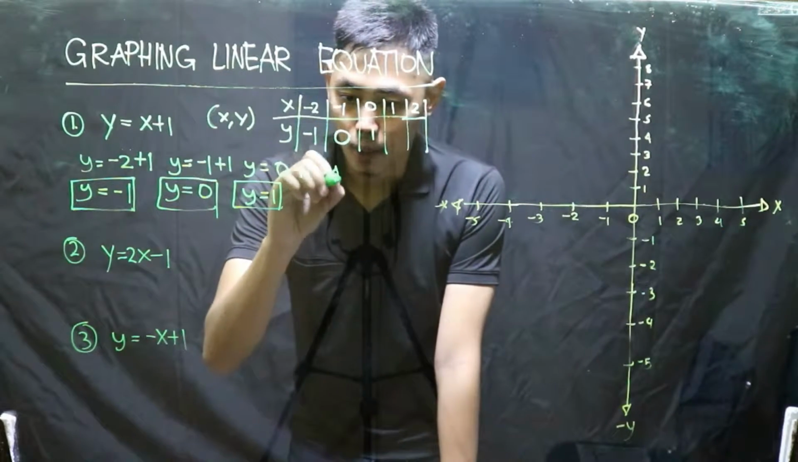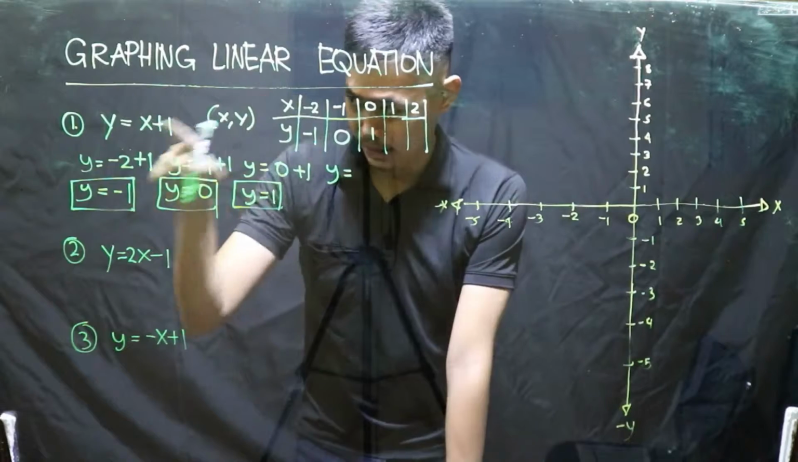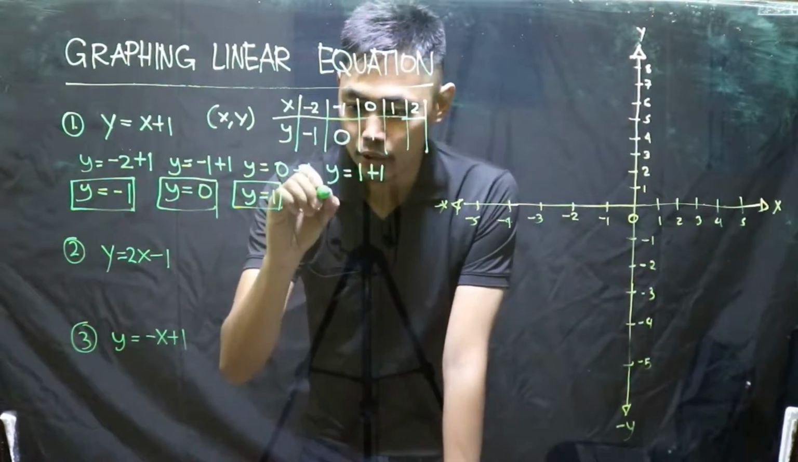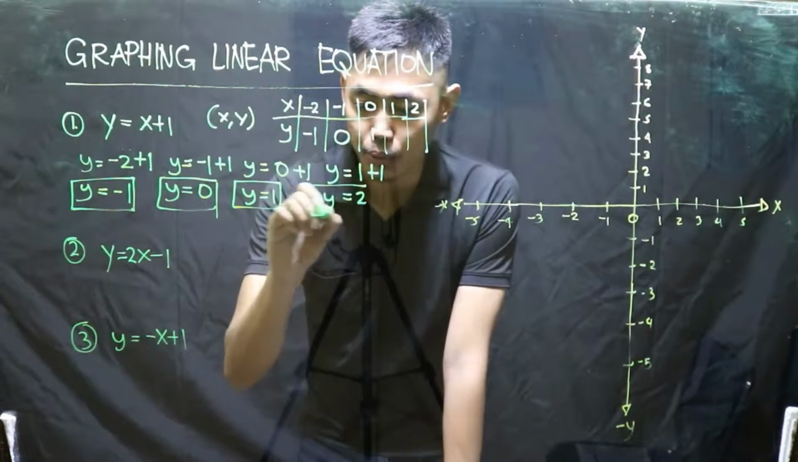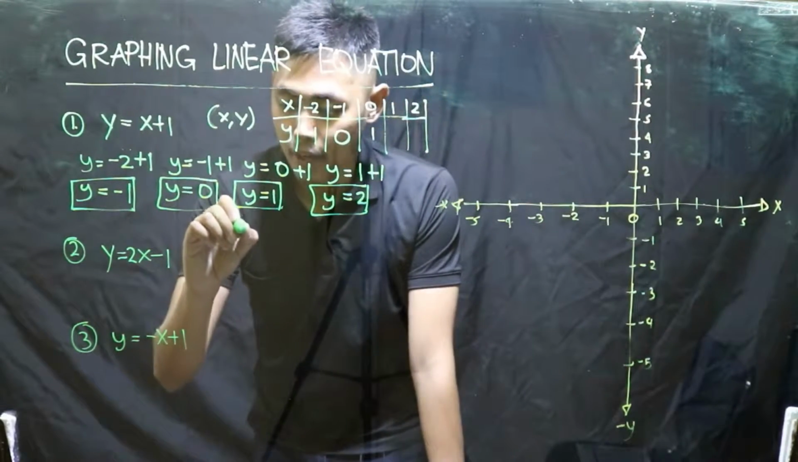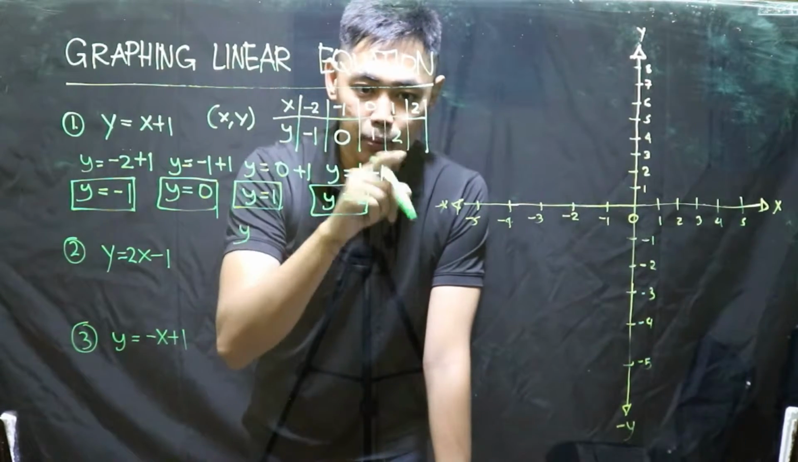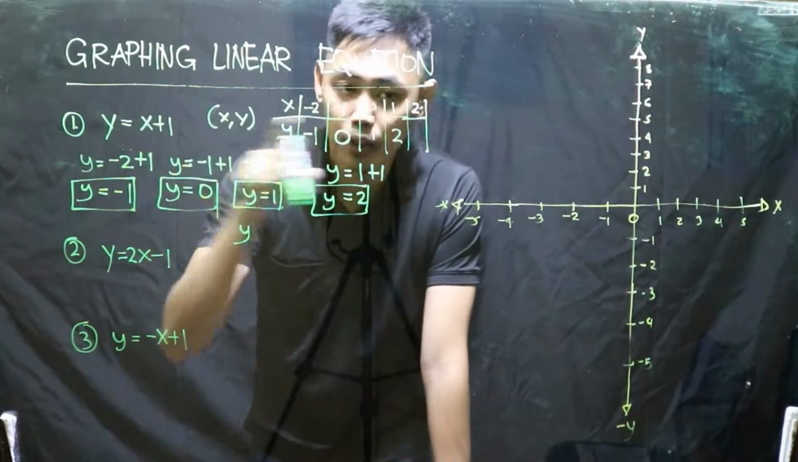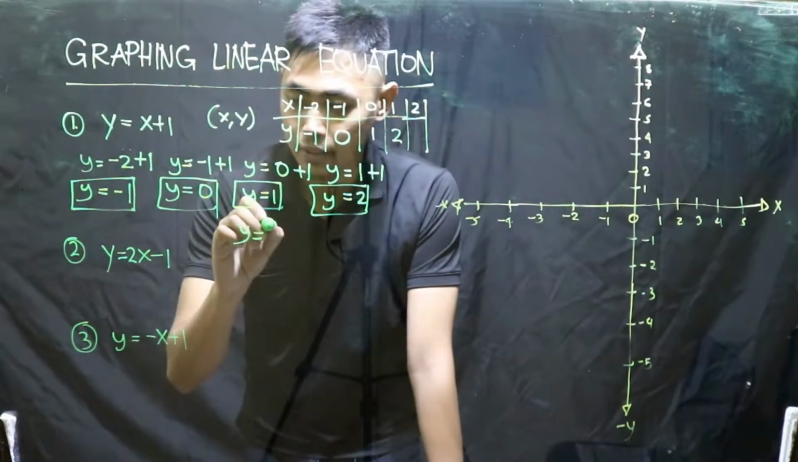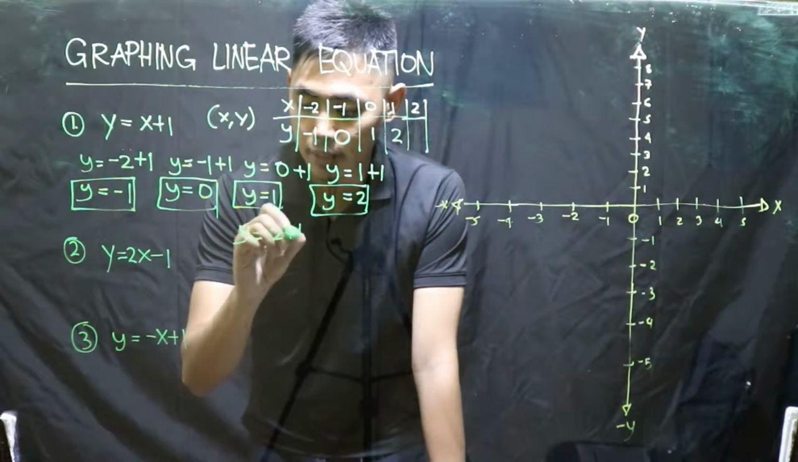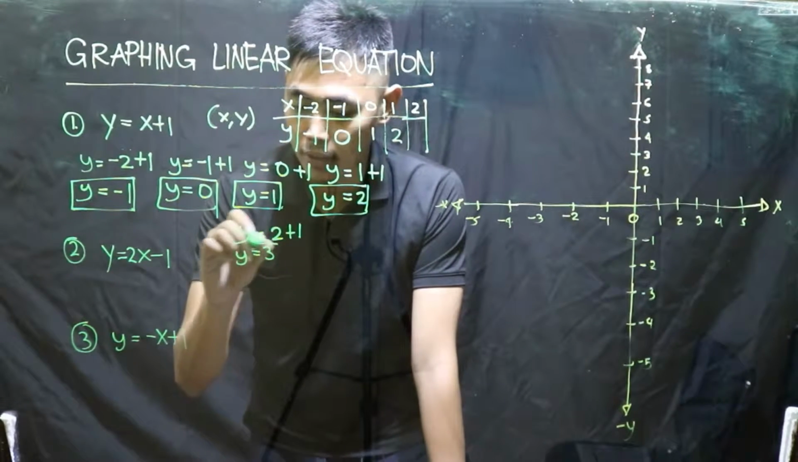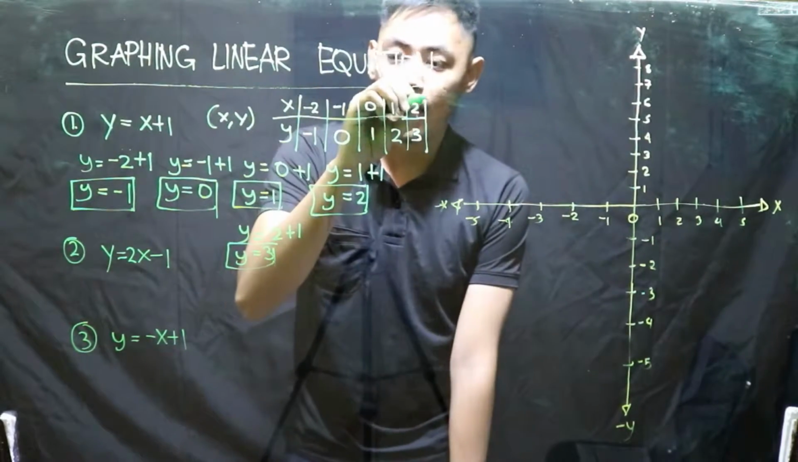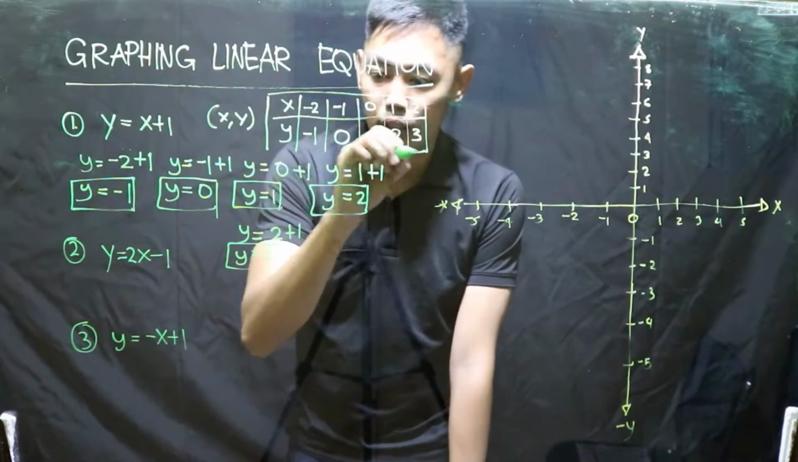Let's continue. Y is equal to, replace x with 1. 1 plus 1. So we have y is equal to 2. We'll put 2 here. And lastly, we replace x with 2. So we will have 2 plus 1. Then y is equal to 3. Okay, so 3.